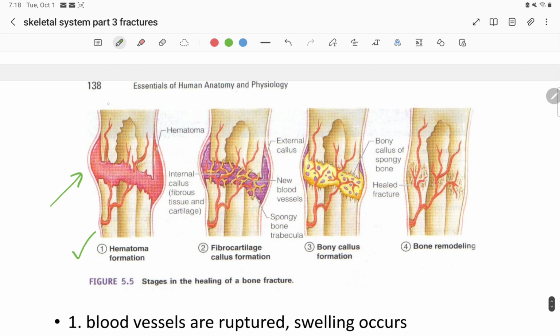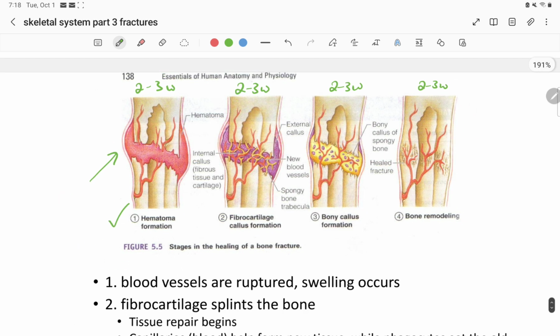Okay, each of these phases is about 2 to 3 weeks. And that will give you 8 to 12 weeks. So for most common, normal, everyday fractures, you're looking at 8 to 12 weeks.